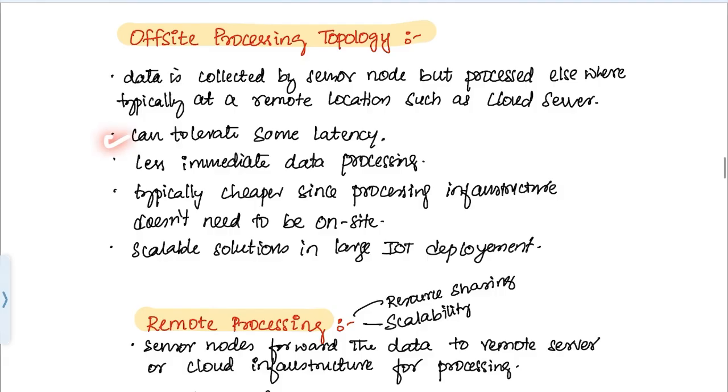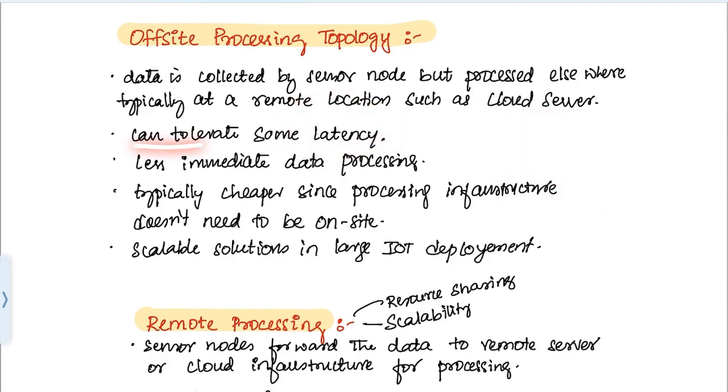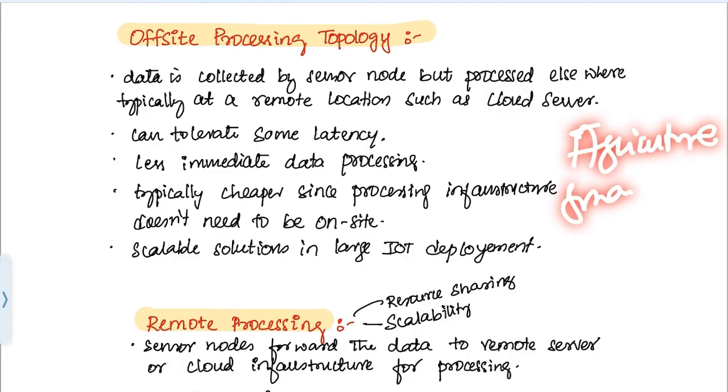So off-site processing can tolerate some latency. When you are transferring the data from the sensor to the cloud, of course, it will take some time. So when the time is being taken here, latency is also an issue. So it can tolerate some latency. Less immediate data processing compared to the on-site. Here it can be used for less immediate data processing. For example, it could be in, let's say, agriculture or smart home automation. In such cases where immediate action is not required, we can make use of such topology.